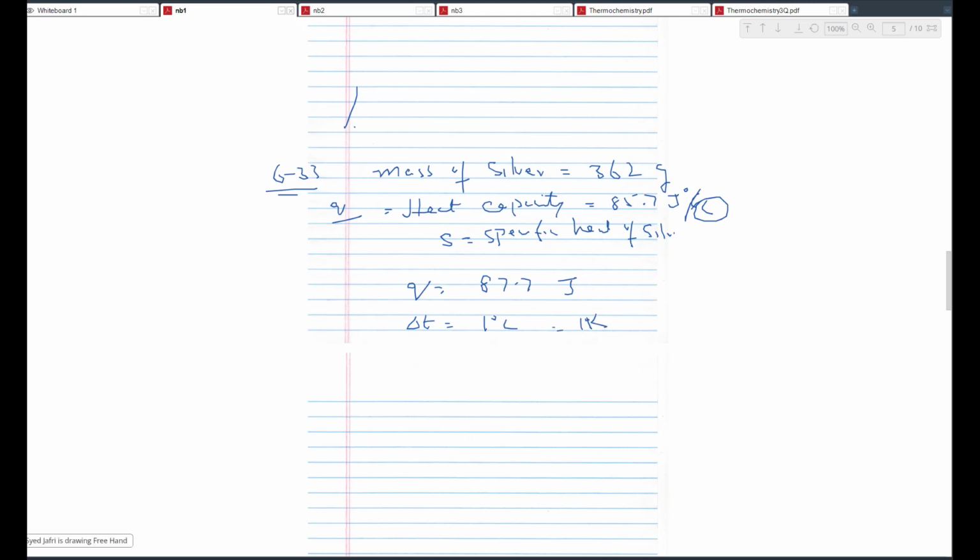So like 1 degree Kelvin, 1 Kelvin. Because for delta change, you don't have to add 273, because the change is the same in Celsius or Kelvin. So don't add 273. And now the M, we already have 362 grams. And I'm writing Q is equal to M S delta T. And they are asking for the specific heat.